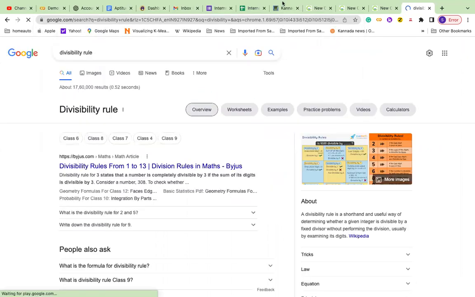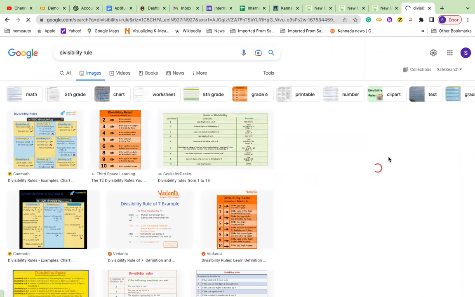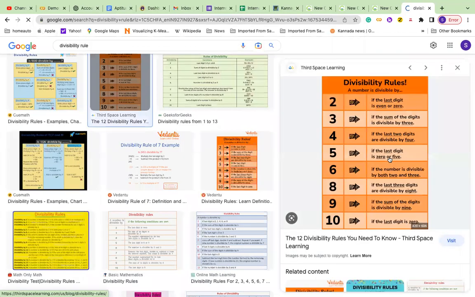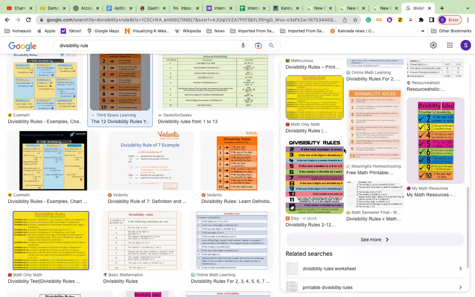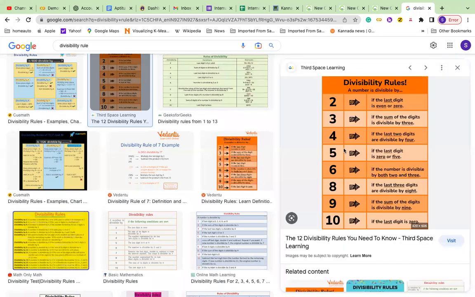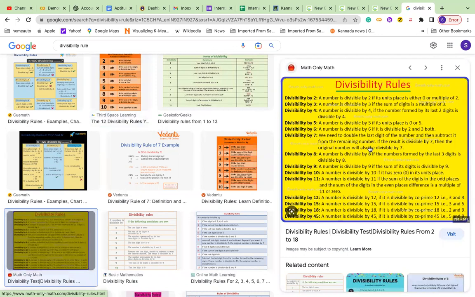Up to 19 they will ask, but let me see. Up to 19 they will ask divisibility rules, but up to 10 is also fine. Usually for CAT and all those things, they will ask up to 19, up to 25, up to 100. But for you people, that is not necessary. This I will copy and share. That is a good one.